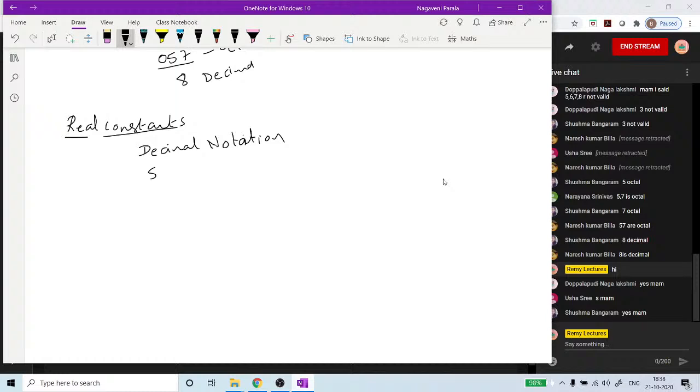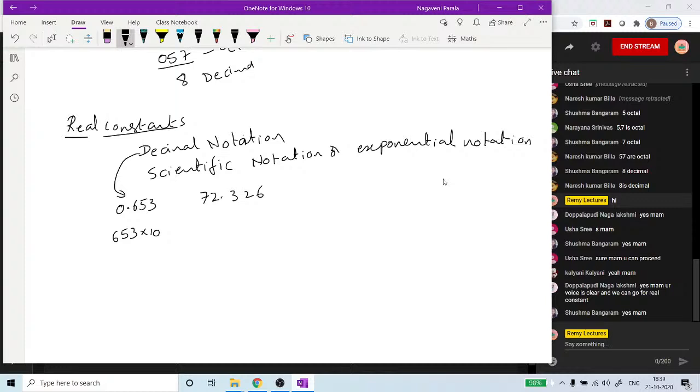So usually how do we write 22.326 or something? All these come under decimal notation. So these two are examples for decimal notation. Scientific notation is a very easy one. See here, 653 into 10 power minus 3, and 72.326 can also be written as 0.72326 into 10 power 2. So these two are equal. This is equal to this one and this is equal to this one.